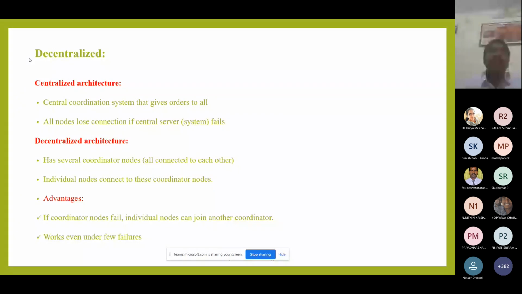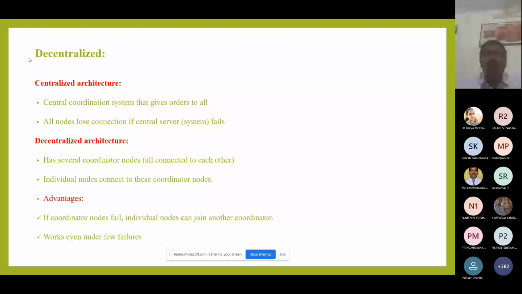So all the nodes will lose connection because they are dependent on one single system. This is called single point of failure. So what happens? We move to the decentralized architecture where instead of having one central master, one central node, we have several coordinator nodes. And these individual nodes connect to these coordinator nodes to receive orders.